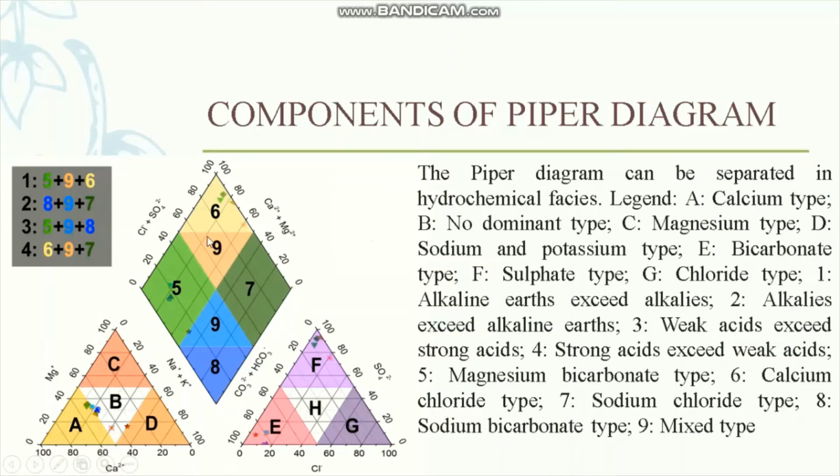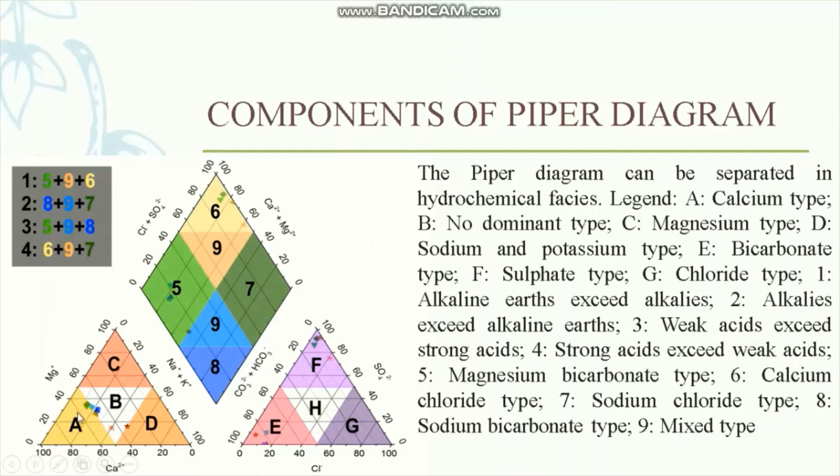So the diamond has been divided into two different parts. Now if you see in the down section, it is given A, B, C, D and E, F, G, H. What do A, B, C, D denote? A denotes calcium type, which is here. A denotes calcium type.